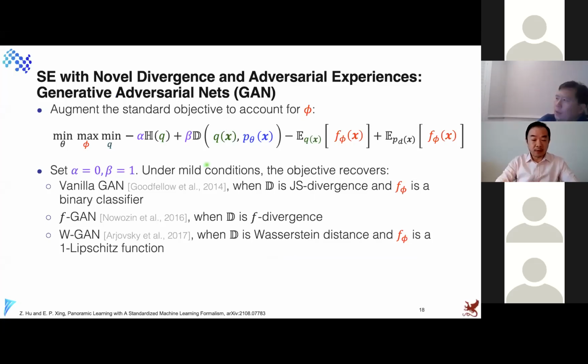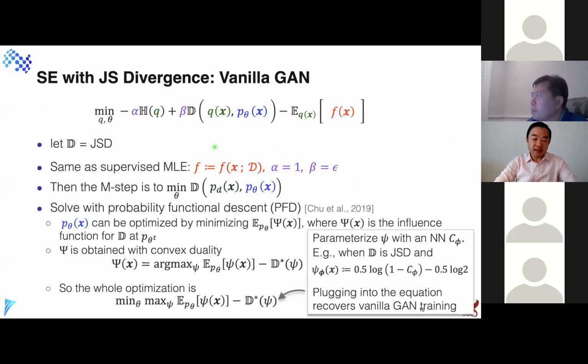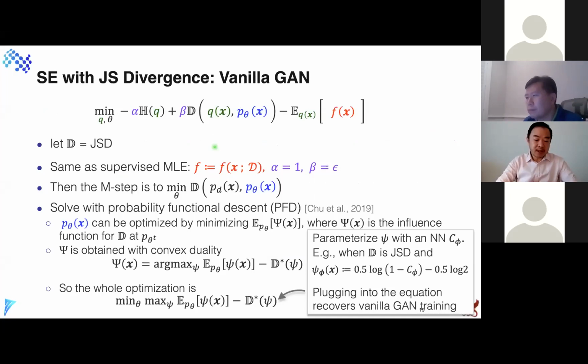And if you want to try other experience and other divergence functions, you will have a more advanced form of the GAN model. So this is just how it looks. For example, introducing the Jensen-Shannon divergence into the equation, you can actually solve it using a very standard EM approach, in which in the M step, you are going to minimize what is known as the inference function of that standard model. And the inference function is obtained by solving a convex dual of the original loss function.